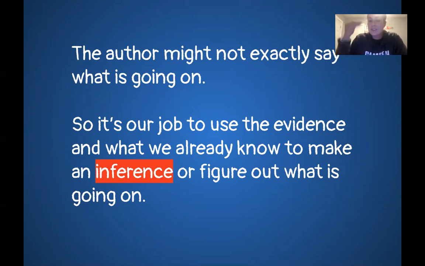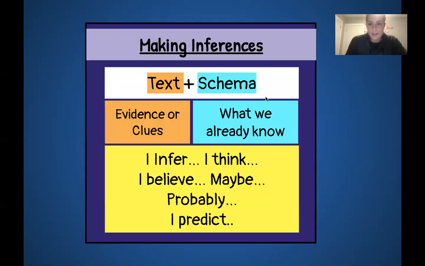A lot of times the author's not going to exactly say it, right? So it's our job to use the evidence, what we already know, to make an inference or figure out basically what's going on. So we use text plus schema, both fancy words. Text means what's in front of us, the evidence, the clues, what's in the picture. And the schema is what we already know, maybe what we already know about a character and how they might be feeling in this situation. We put it together and then we can make inferences.